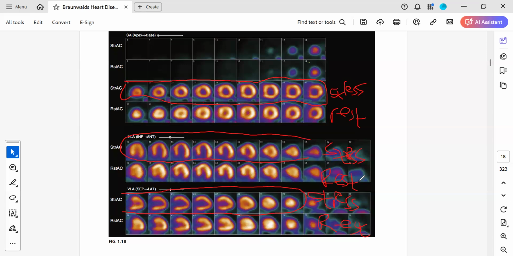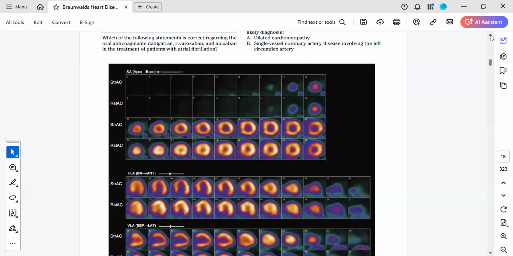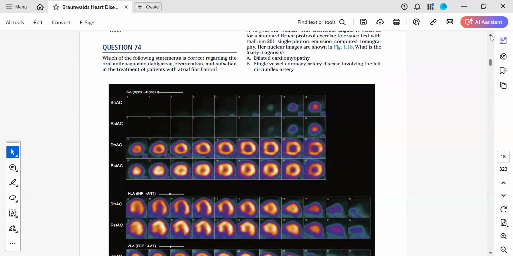Now, for the second option, which is a single vessel coronary artery disease involving the left circumflex artery. For this to involve the left circumflex artery, you know that this will affect more of the lateral part of the myocardium. In that case, we're supposed to have an isolated perfusion defect at the lateral or the posterior wall when stressed. But this is not the case that we see here.